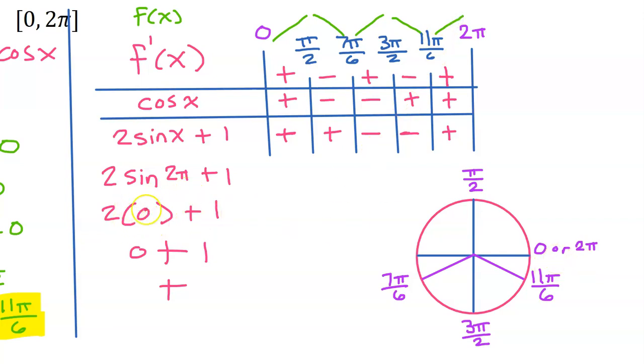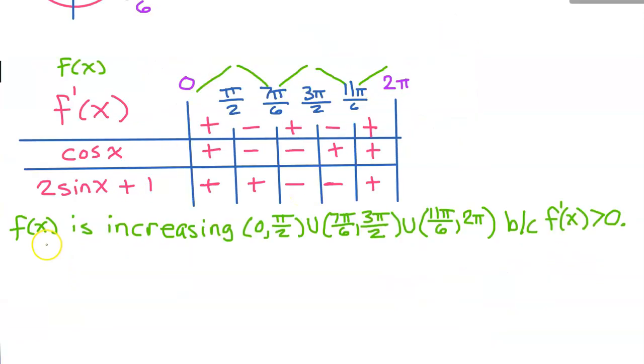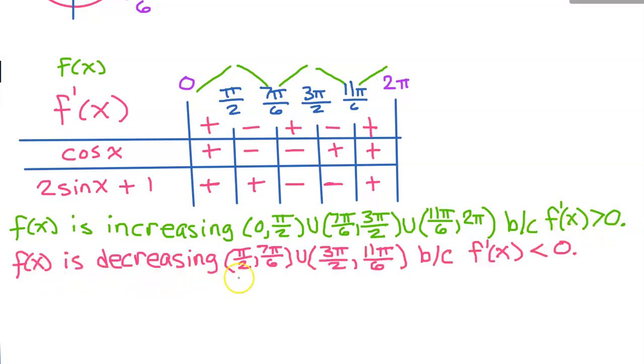So let me erase this and write some of that down. Let's start with the increasing intervals. F of x is increasing from 0 to pi over 2, and from 7 pi over 6 to 3 pi over 2, and from 11 pi over 6 to 2 pi, because f prime is positive. Don't forget your justification. F of x is decreasing from pi over 2 to 7 pi over 6, and from 3 pi over 2 to 11 pi over 6, because f prime is negative.